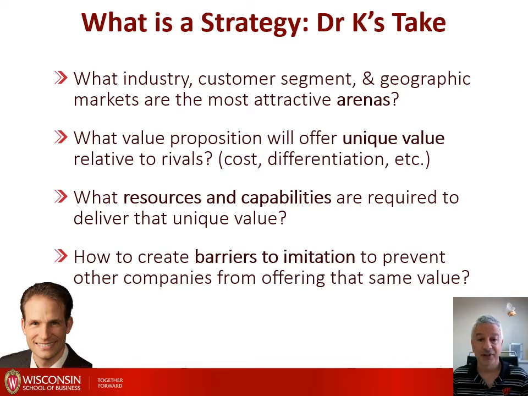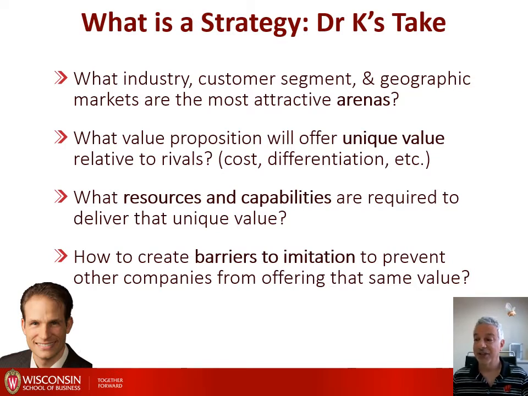The question of what a strategy is, he identified that a strategy must identify what the arena is, where is the company going to compete. What is the unique value proposition that the firm will be able to offer relative to rivals is the second component. And the third component is what resources and capabilities does the firm have or need to have in order to deliver that unique value. And finally, the last component is what barriers to imitation are there that allow the firm to sustain that value creation over time?